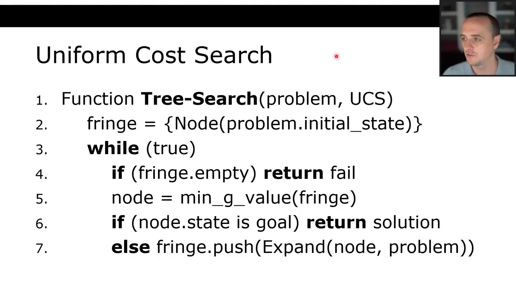So here is uniform cost search. It's the same tree search algorithm that we've been talking about before. The only change is here, okay? So instead of, for example, when we used breadth first search, we just said, give me the next thing in the queue. But for uniform cost search, what we're saying instead is look in the fringe and get the node that has the minimum G value. And again, the G value is the cost of the path so far.